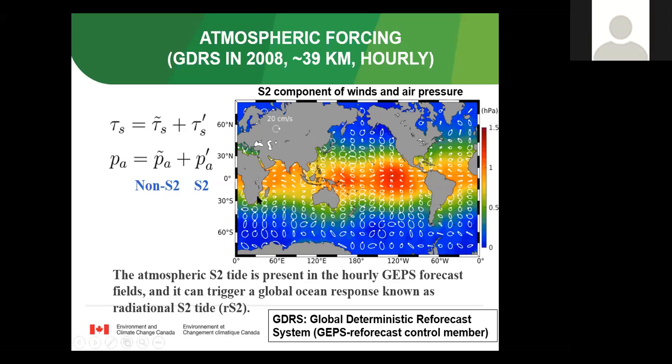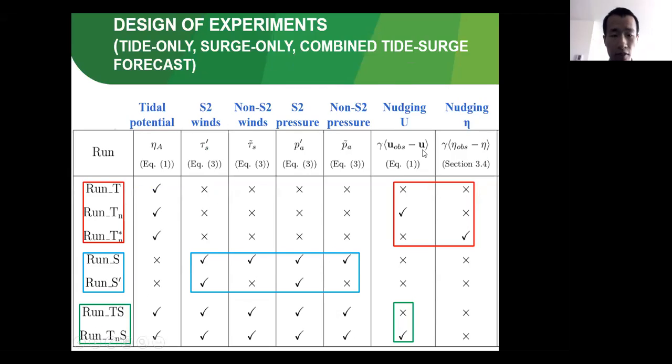And here shows the S2 winds and the pressure. And this is important because it can trigger a global ocean response known as the radiational S2 tide. And to study this issue, we separate the forcing into a non-S2 and a S2 component. And we will come back to this issue later.